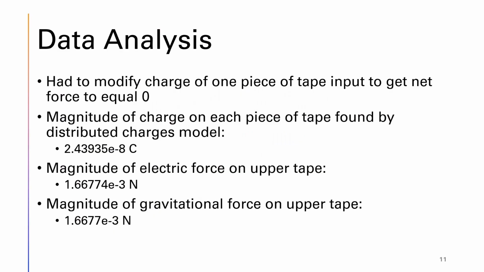I had to modify the charge of one piece of tape input to get the net force to equal 0. I couldn't just use the initial conditions found from lab 1. And the magnitude of the charge on each piece of tape found by the distributed charges model was 2.44 times 10 to the negative 8th coulombs. And the magnitude of the electric force was 1.66774 times 10 to the negative 3 newtons, and about the same for the gravitational force on the upper tape.